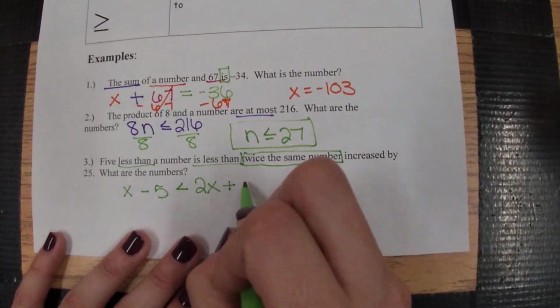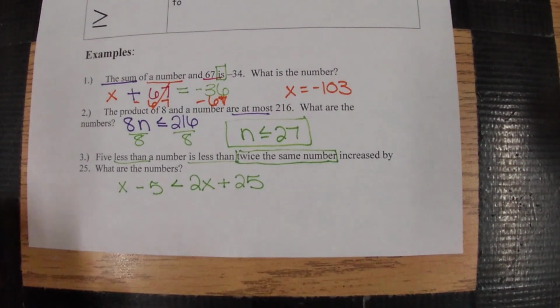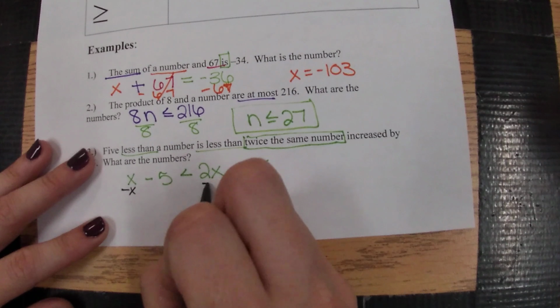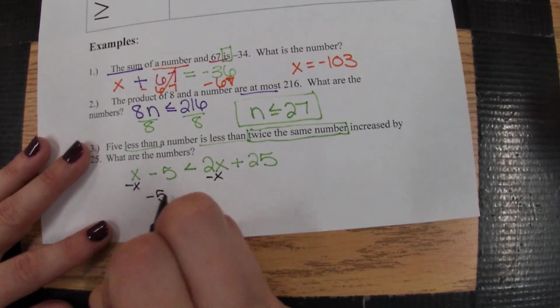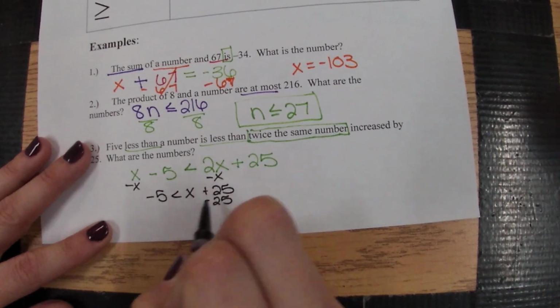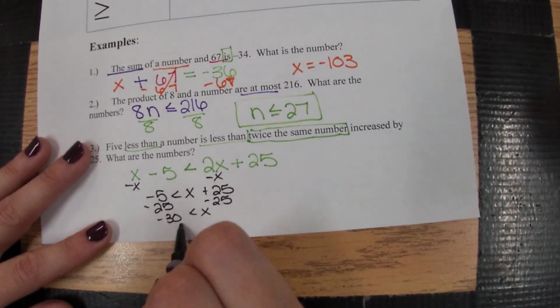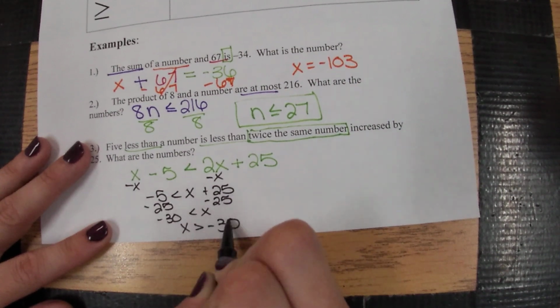"increased by" is addition, 25. And then hopefully we know how to solve this. We have variables on opposite sides, so I'm going to get them together with the opposite sign. Negative 30. And then when we rewrite with the variable first, x is greater than negative 30.